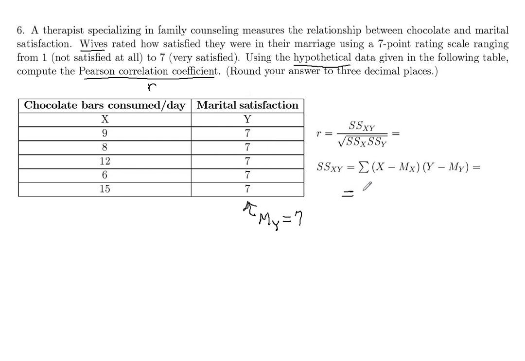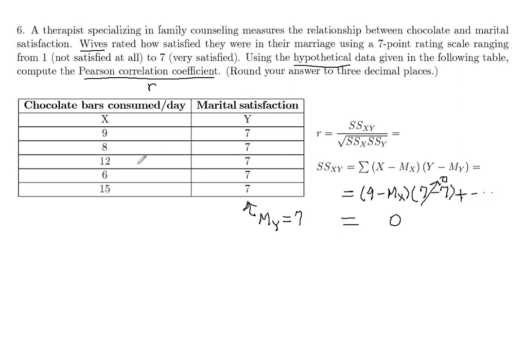That first ordered pair is going to be the x value 9 minus the mean of the x's, which I'm not going to figure right now, and then times the y value 7 minus the mean of the y's, which is 7. But 7 minus 7 here is 0, so that value is going to zero out. So this is going to be 0 times a number, which is going to be 0. Now that's just for that first ordered pair, so we're going to have some other terms here.